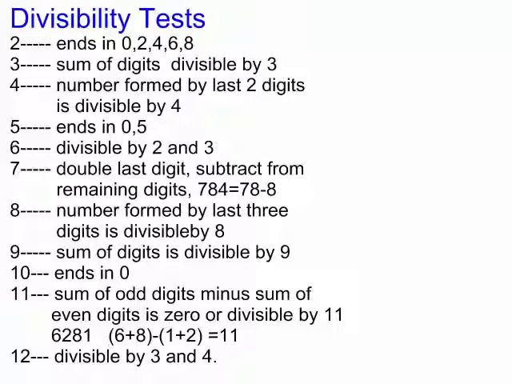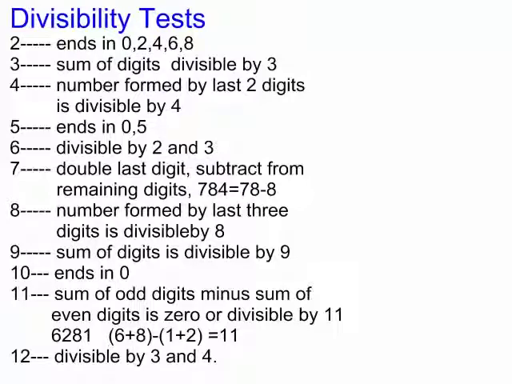5 is a pretty easy one to pick, as is 10. 6 has to be divisible by 2 and 3. Now, 7 is a bit tricky. You have to double the last digit and take that number off the remaining digits. If the result is divisible by 7, then the number is divisible by 7. For 8, the number formed by the last 3 digits is divisible by 8.